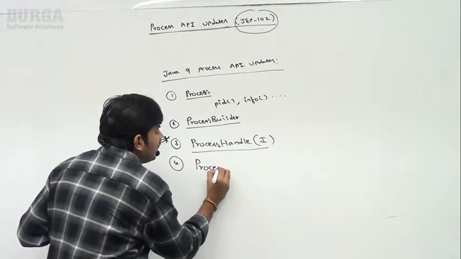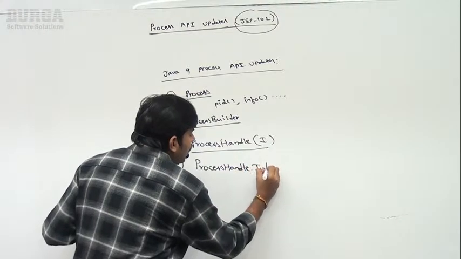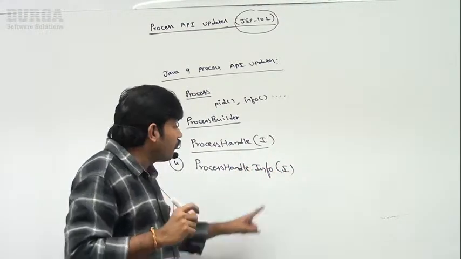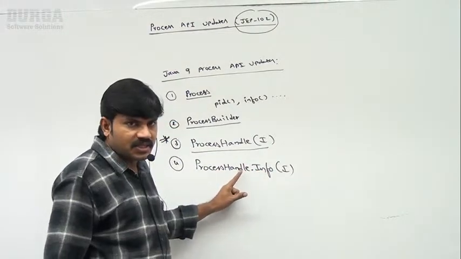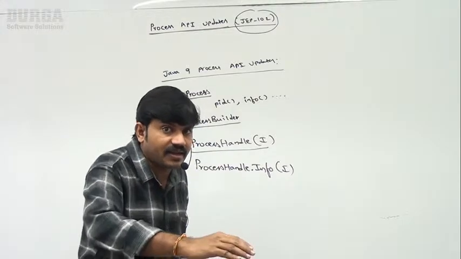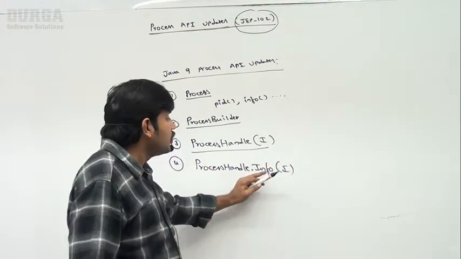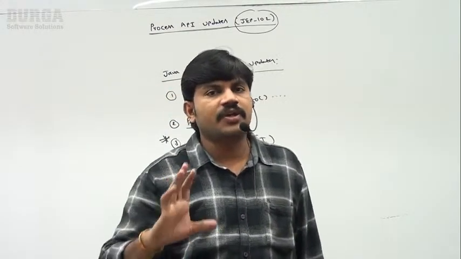Next, the fourth one, sir. ProcessHandle.Info. It is the sub interface present inside ProcessHandle. Do you know inner interface? An interface we can declare inside another interface, right? Sir, this is the inner interface. Info is an interface which is responsible to provide complete information of your running process.